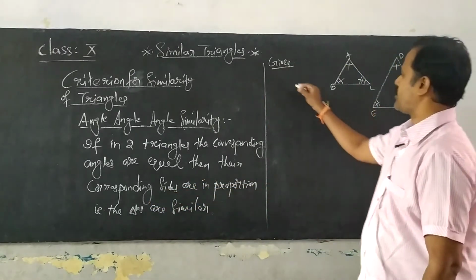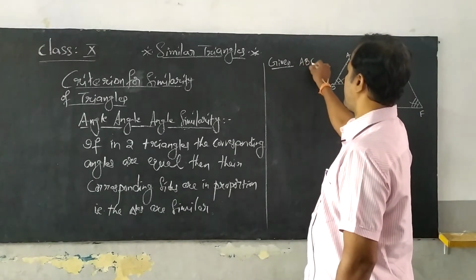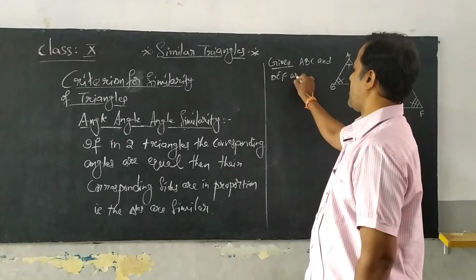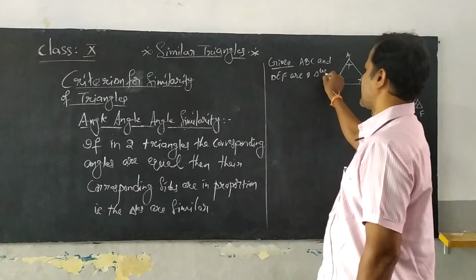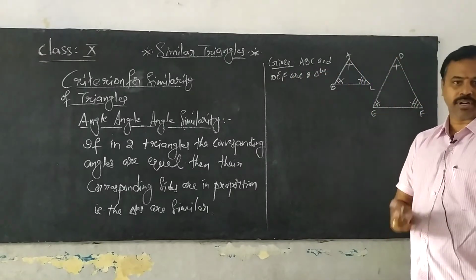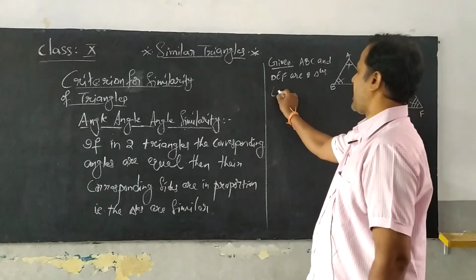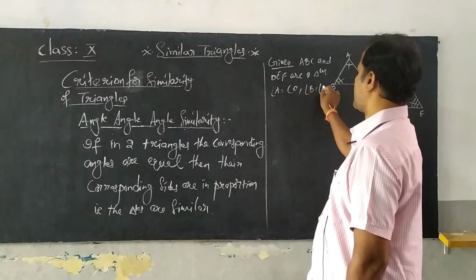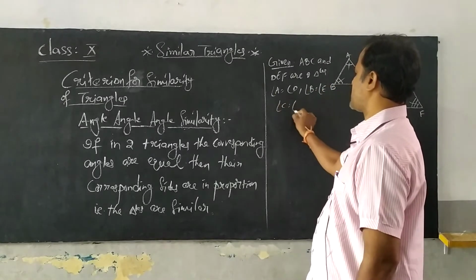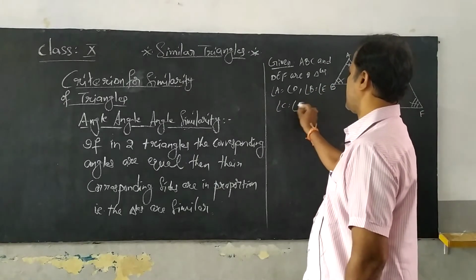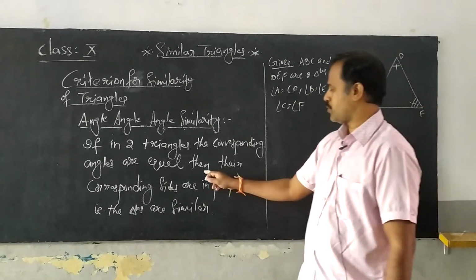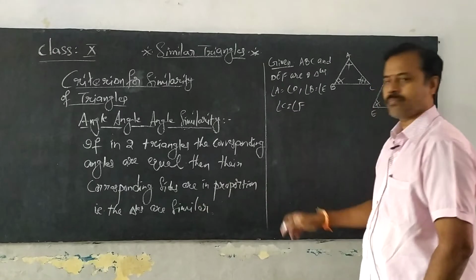That means what is given to us? Given ABC and DEF are two triangles, in which angle A is equal to angle D, angle B is equal to angle E, angle C is equal to angle F. This is what is given. Now you have to prove that their corresponding sides are in proportion.